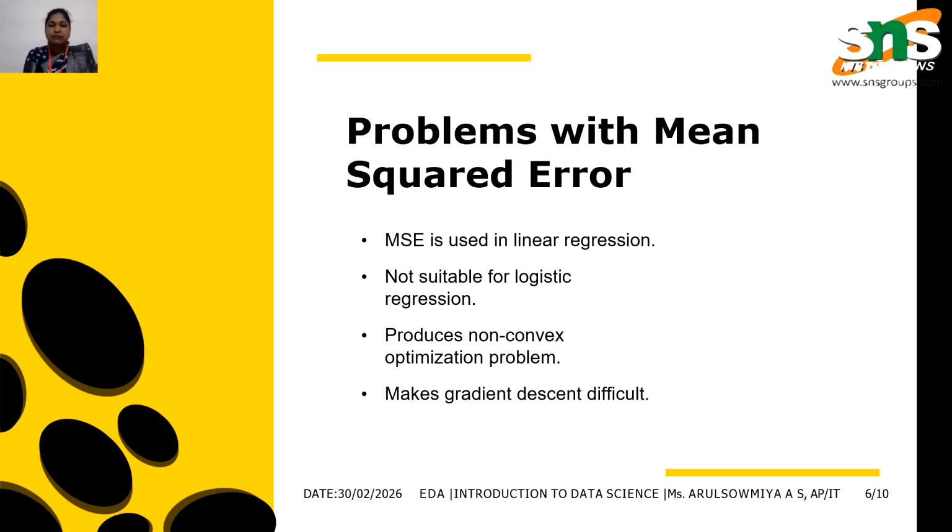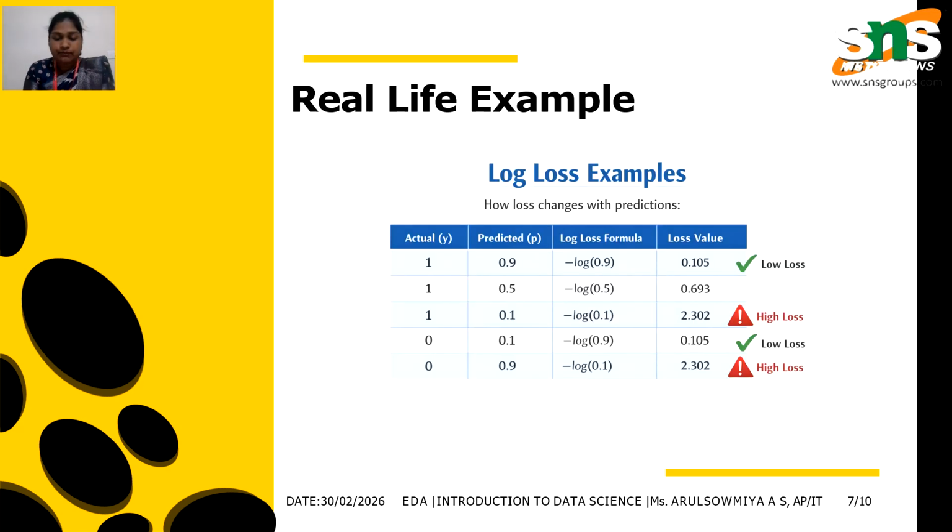So these are the problems with mean squared error. Mean squared error is used for linear regression and it is not suitable for logistic regression. It produces a non-convex optimization problem, so it makes gradient descent difficult. Now a real-life example, a log loss example: how loss changes with predictions. Here we have the actual value, predicted value, log loss formula and loss values. Using these values, we can see which data points have low loss and which have high loss.